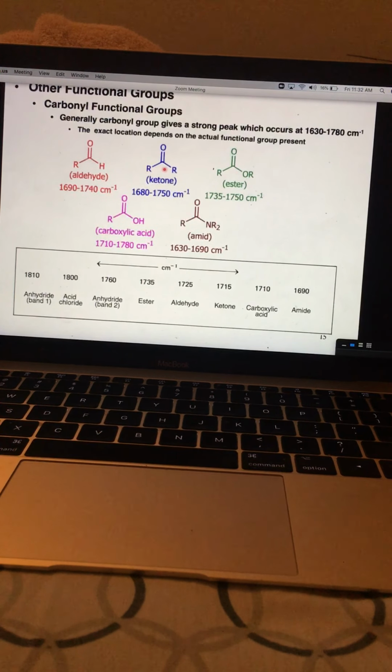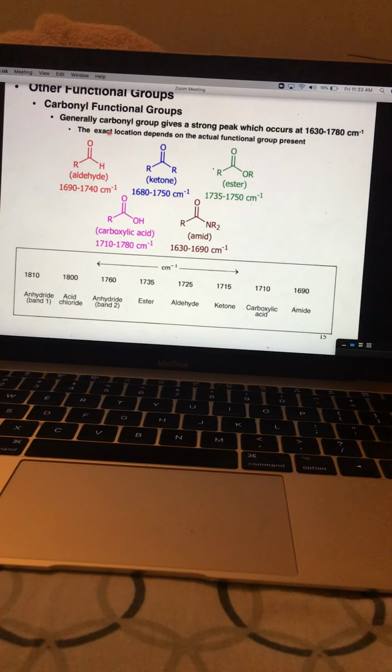See if we can find an example here. On this next slide, you can see there's a carbonyl peak, and you know for sure you have a carbonyl if you look at 1700. Now this can shift slightly forward or backwards depending on what type of carbonyl you have.